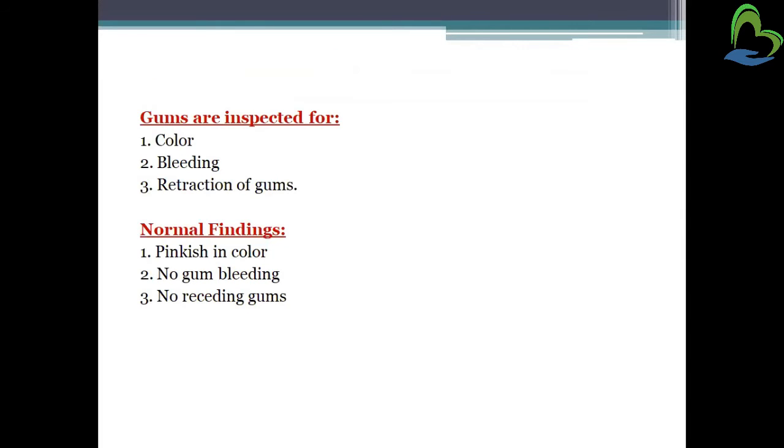Then the gums are inspected for color, bleeding, and retraction of the gums. There are various disorders which cause gum bleeding or gingival bleeding, and you have to observe for any lesions. Then what are the normal findings? The gums are pinkish in color, and there shouldn't be any gum bleeding. Then no receding gums. So inspect it, and if you find any abnormality or any complaints like gum bleeding or gingival bleeding, you have to note it down and report it to the physician.